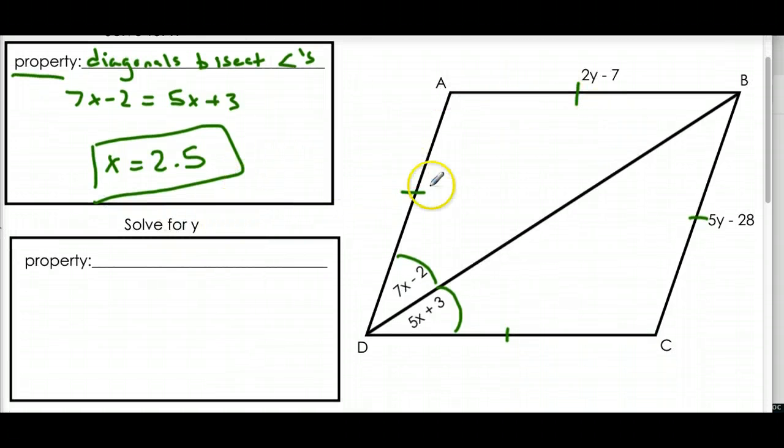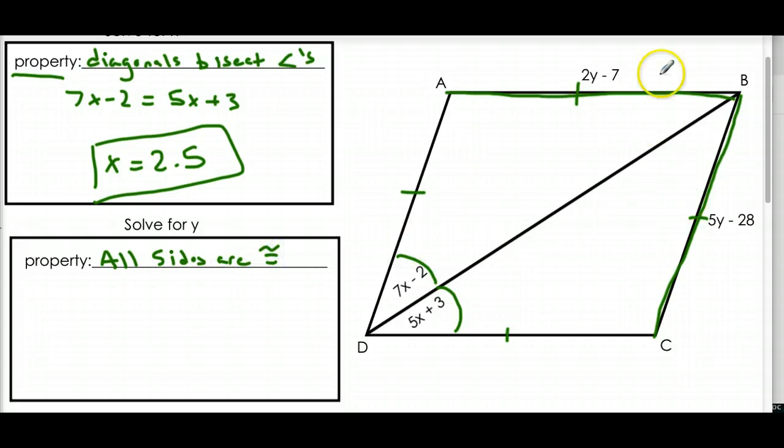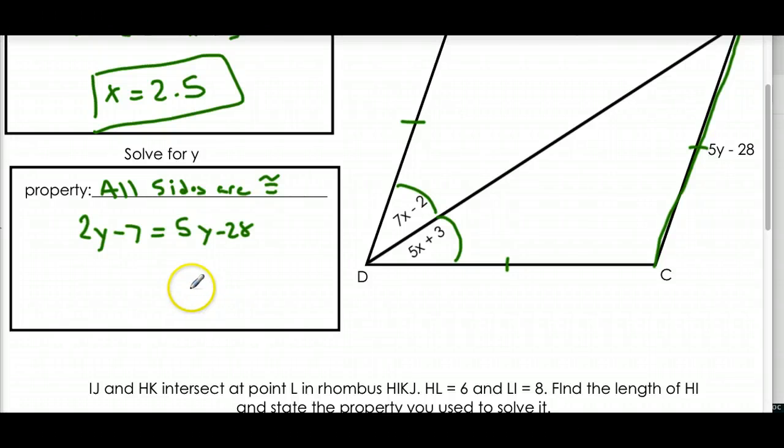Now to solve for y, we have our sides over here. AB is equal to 2y minus 7, and BC is equal to 5y minus 28. Now what do we know about the sides? We know that all sides are congruent. And if all the sides are congruent, I know how to set up this equation. It's simply 2y minus 7 is equal to 5y minus 28 because they're congruent. If I solve this one, I should get y equals 7.